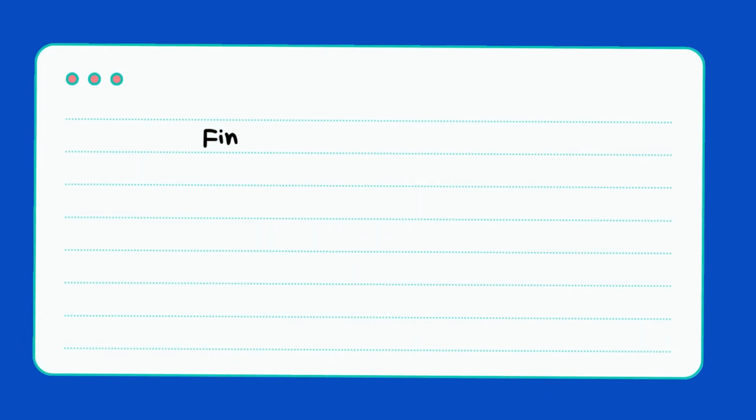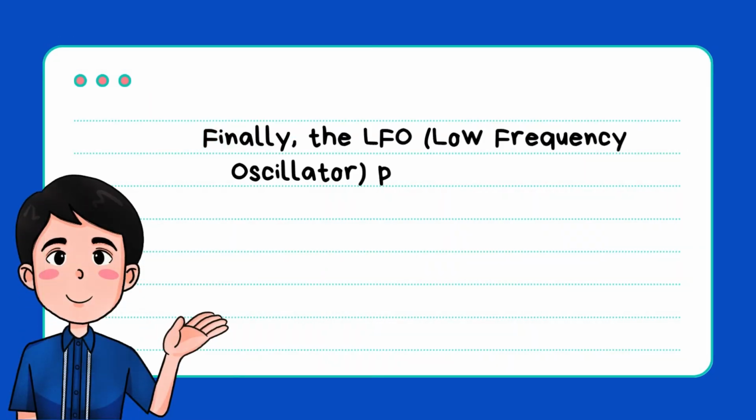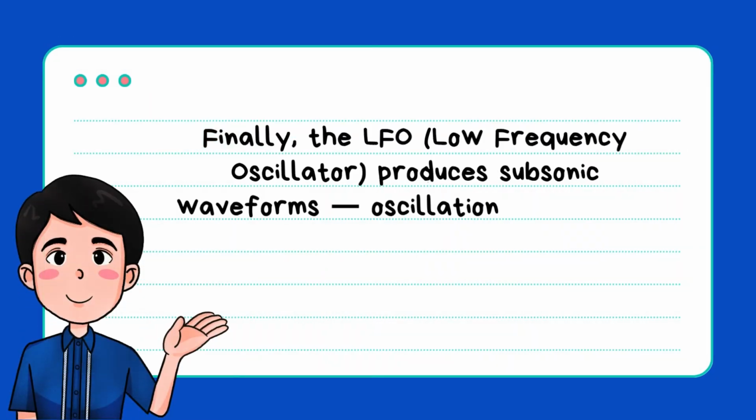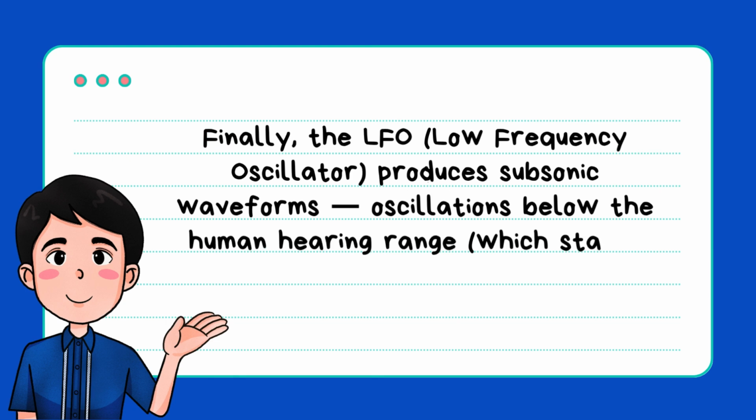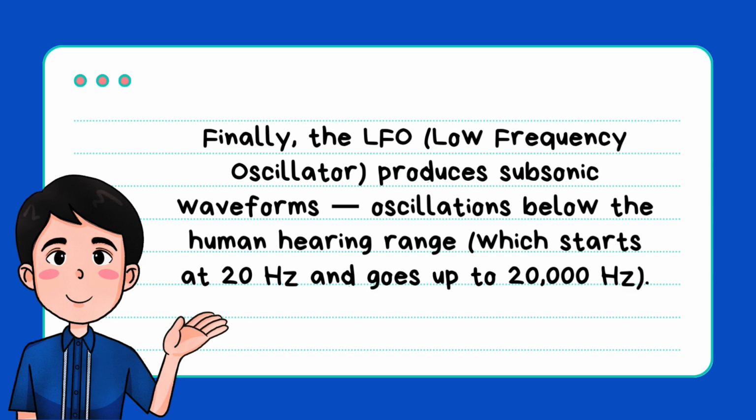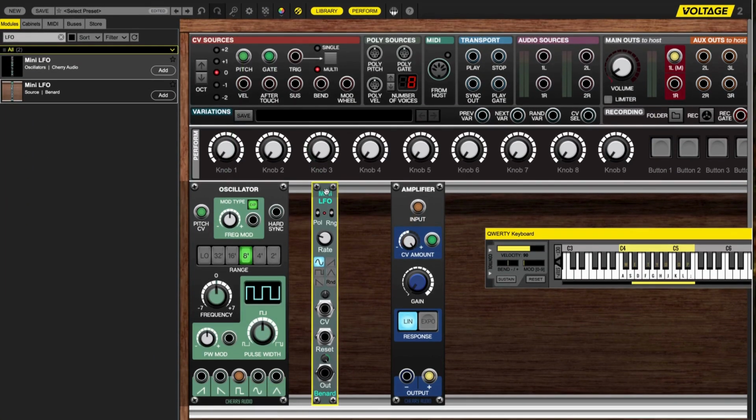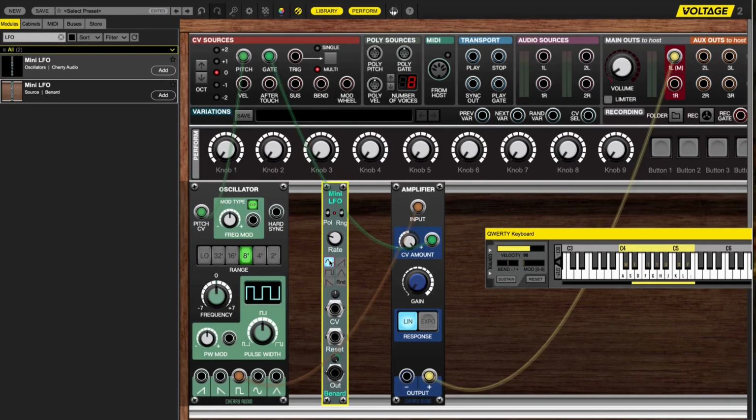Finally, the LFO, low-frequency oscillator, produces subsonic waveforms, oscillations below the human hearing range, which starts at 20 Hz and goes up to 20,000 Hz. The LFO is also a modifier used to cyclically modulate a parameter. It's what gives you vibrato, tremolo, or trills in a patch.